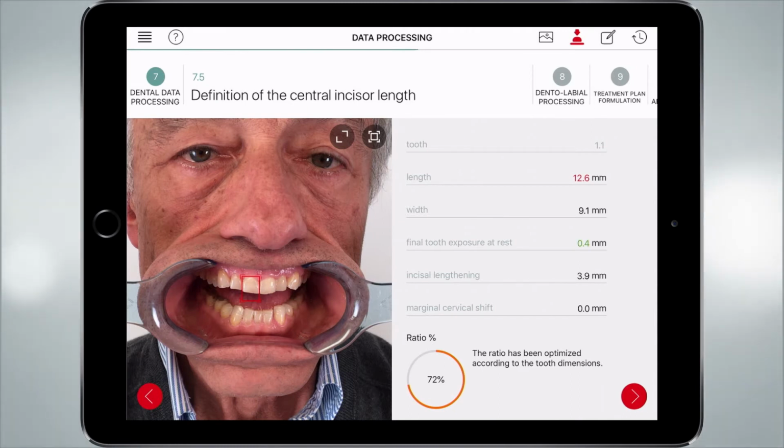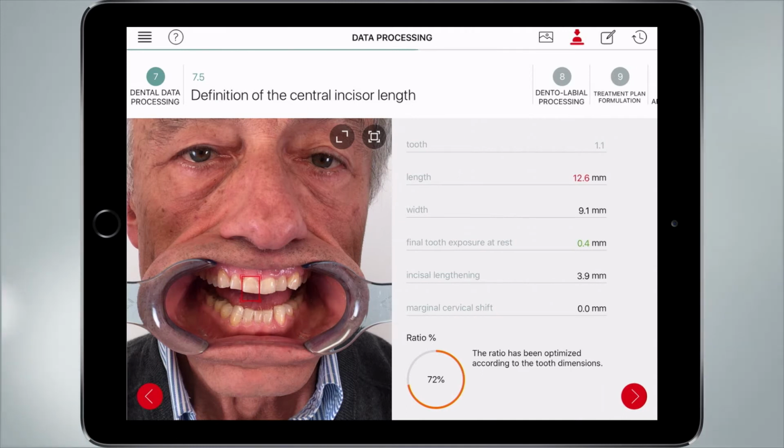So the proportion between width and length is not ideal. It's 72%, as you see in the orange circle over there, but it's not absolutely important in this case because the patient has a low smile line. The app knows that. And that's the reason why it started its treatment plan not looking at the total length, the official final length, but the tooth exposure at rest for the smile line, which was a low smile line. So now we go also to the other step, 7.5.